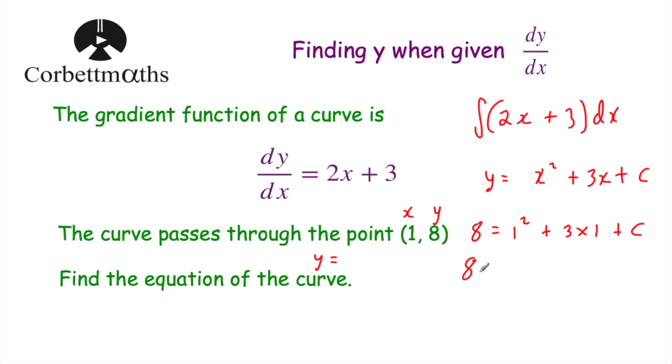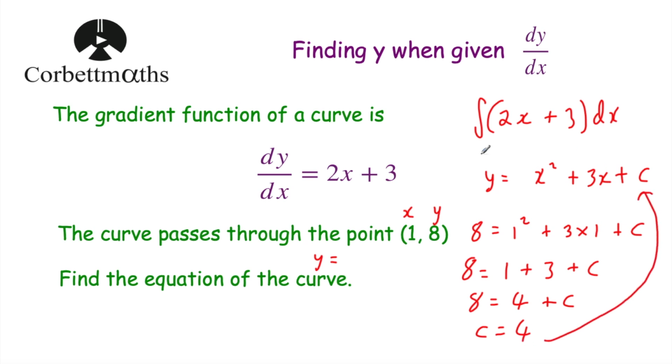Okay, so 8 is equal to 1 squared is 1 plus 3 times 1 is 3 plus c. So we get that 8 is equal to 4, because 1 plus 3 is equal to 4, plus c. So that means that c, if we take away 4 from both sides, is equal to 4. So that's fantastic. We know the equation of the curve will be, if we put this in here, y equals x squared plus 3x plus 4.